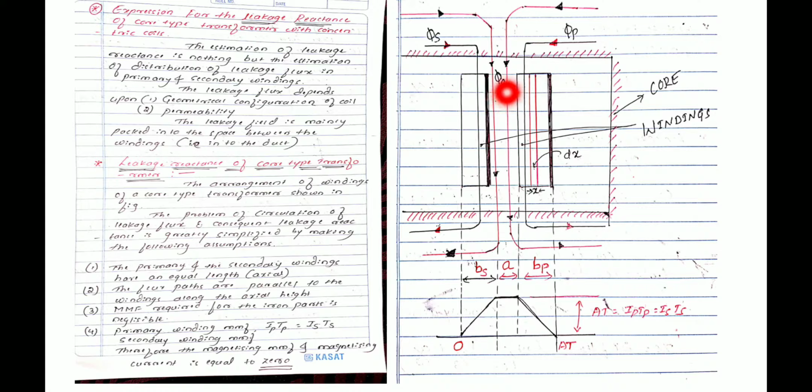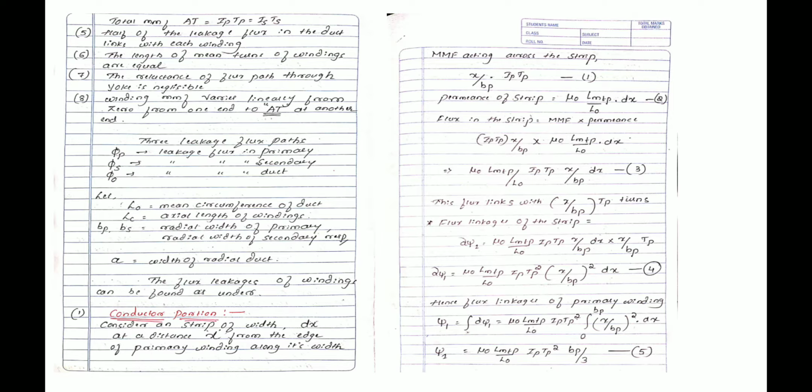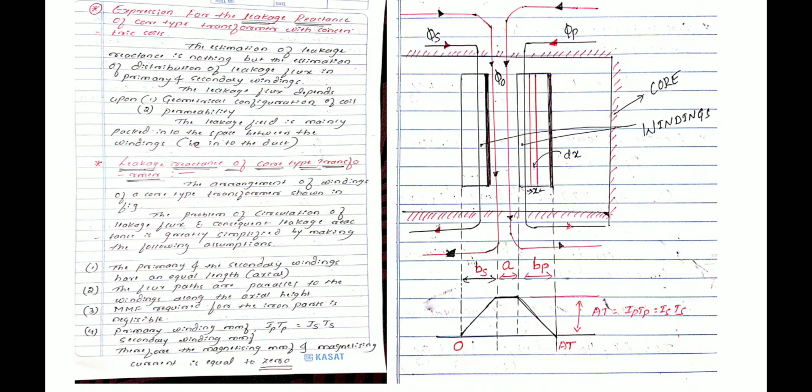Flux also pi naught we had represented. The length of this duct is going to be considered as L naught, but I have not represented it here, so I have to represent it here. L naught is nothing but the mean circumference of a duct, and LC is nothing but the axial length of these windings, axially not radially. The axial length of these windings is represented by LC. Keep it in mind.